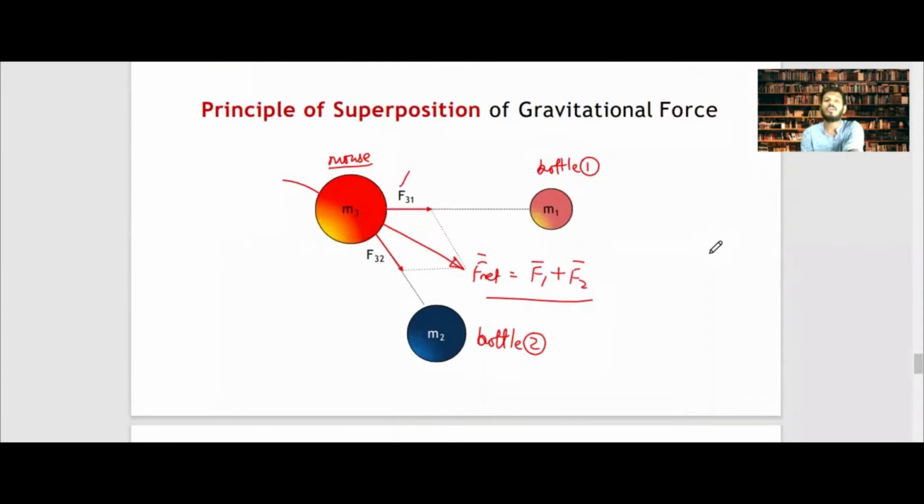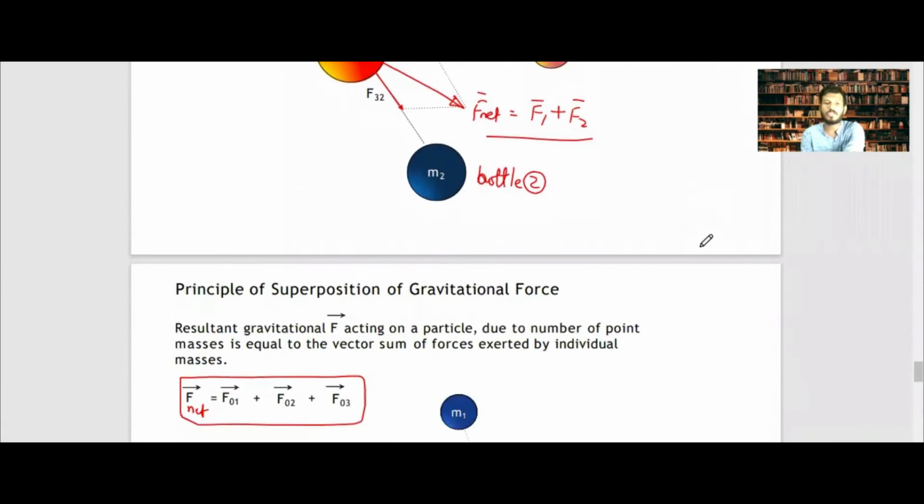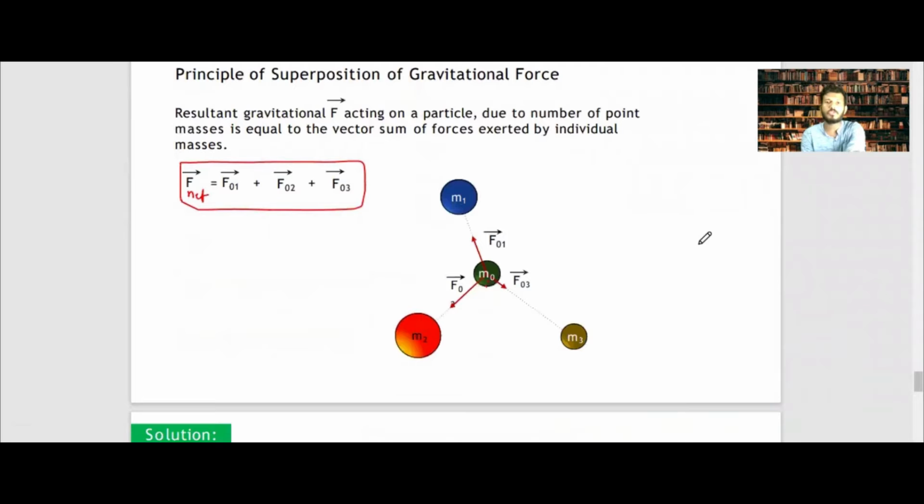Okay. Here, principle of superposition of gravitational force. Consider a body M0. This is that body M0. There are three bodies M1, M2 and M3. These three bodies exert a force on M0, because there is a force between M2 and M0. There is a force between M1 and M0. There is a force between M3 and M0.